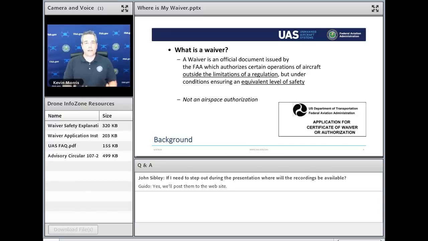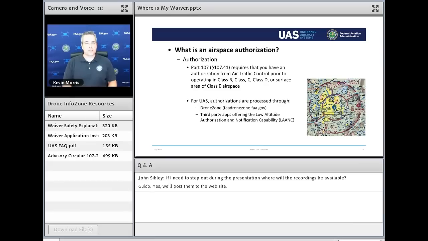When you're asking questions or discussing this, make sure that you're very clear on the topic of waiver or authorization. So what is an authorization? We term that an airspace authorization. As we all know, Part 107 requires that you have air traffic authorization to operate in Class Bravo, Charlie, Delta, or surface areas of Class Echo airspace. For UAS, authorizations are issued or processed through one of two ways: our Drone Zone portal or third-party apps that are offering the low altitude authorization and notification capability, often called LANC. But remember, the authorization is your permission to operate in that airspace.